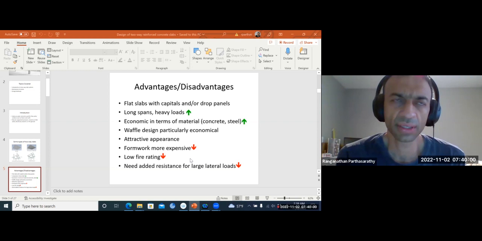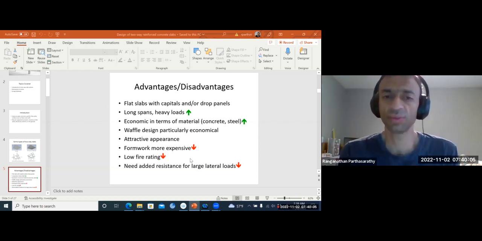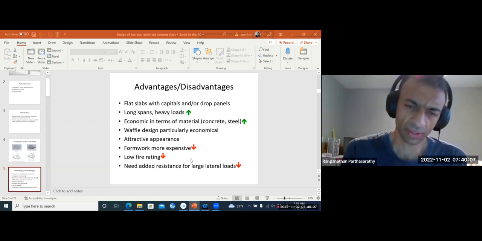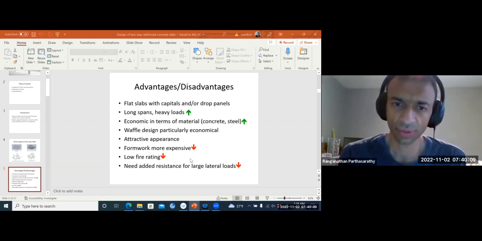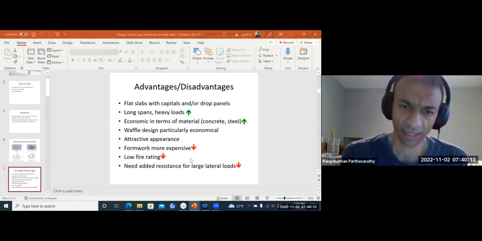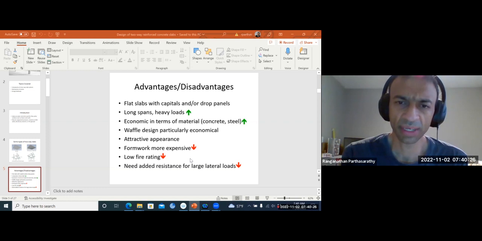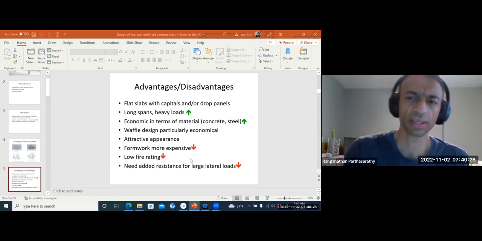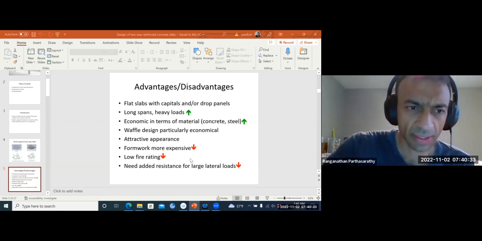The disadvantage usually for two-way slabs is that the formwork is more expensive to lay out the slab and to pour the slab. The fire rating is lower, and if you have large lateral loads, then it is better to have a separate lateral load carrying system, such as a braced frame or a shear wall or some other arrangement.